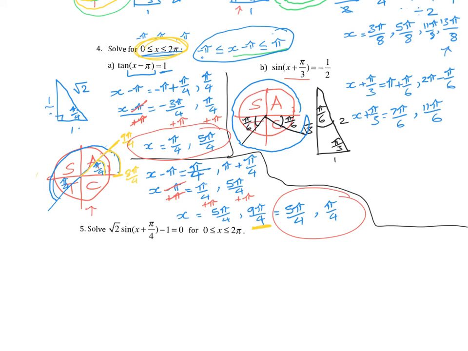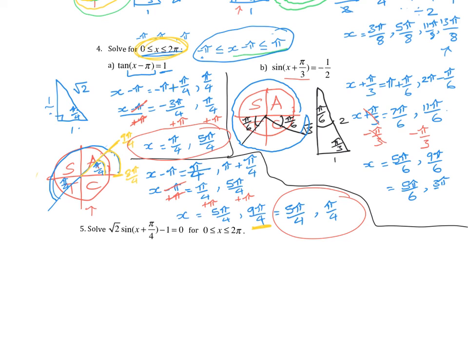Okay, but now I need to get x on its own, so I'm going to minus this pi on 3, so they cancel out. And I'm going to minus pi on 3 on this side too. So I get x equals, okay, 7 pi on 6 minus pi on 3 would be minus 2 pi on 6, so it's 5 pi on 6. And then 11 pi on 6 minus pi on 3, so 11 pi minus 2 pi is 9 pi on 6. Or in other words, 5 pi on 6 and 3 pi on 2.